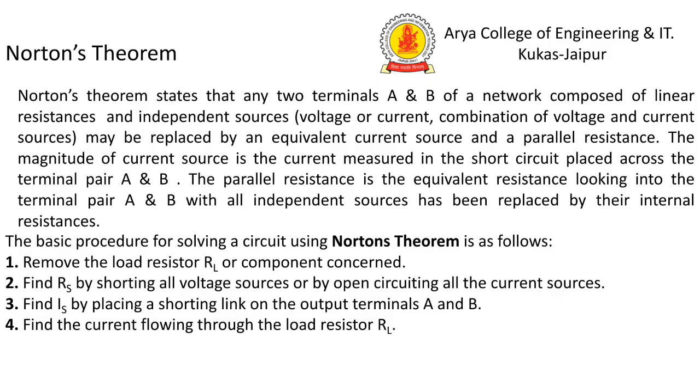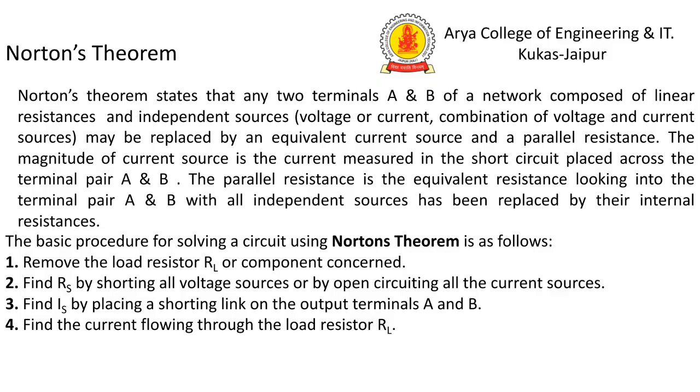Norton's theorem. Norton's theorem states that any two terminals A and B of a network comprised of linear resistances and independent voltage sources may be replaced by an equivalent current source and a parallel resistance. The magnitude of the current source is the current measured in a short circuit placed across the terminal pair A and B, and the parallel resistance is the equivalent resistance looking into the terminal pair A and B with all independent sources replaced by their internal resistance.